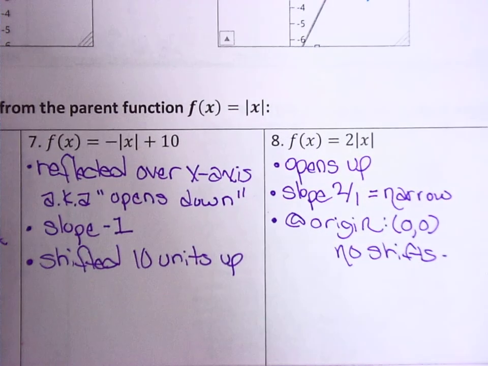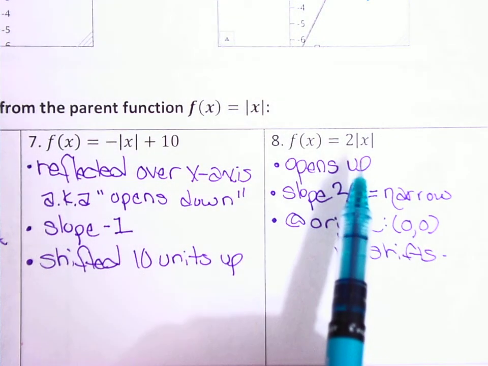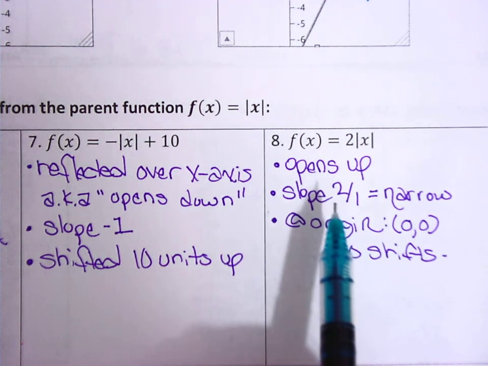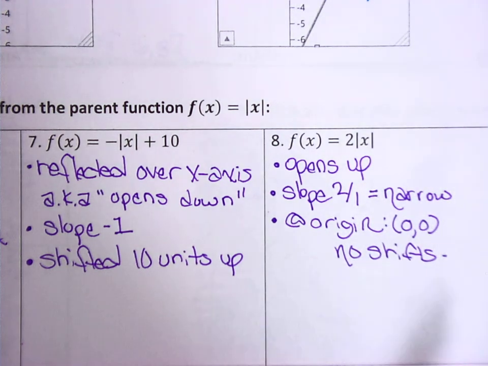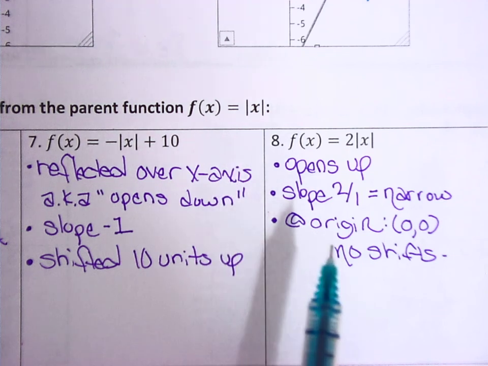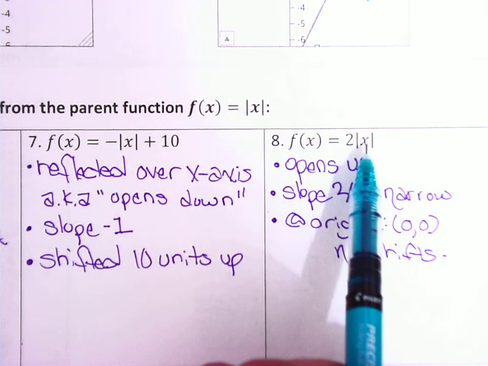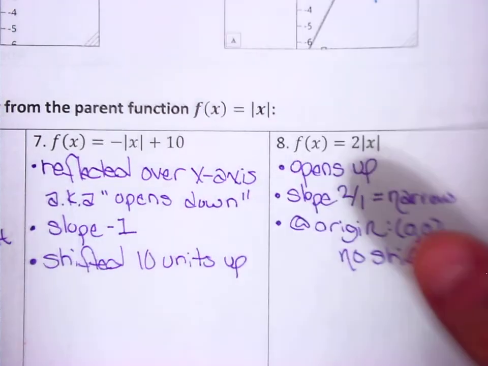For number 8 over here, we have f of x equals 2x. A positive 2 means it's opening upwards. A slope of 2 means it's going to be narrow because you're going up 2 over 1, up 2 over 1. So you're going more up than you are over. It goes to the origin, so it's not shifting left or right or up or down because there's nothing being either added or subtracted inside or outside of the absolute value bars.